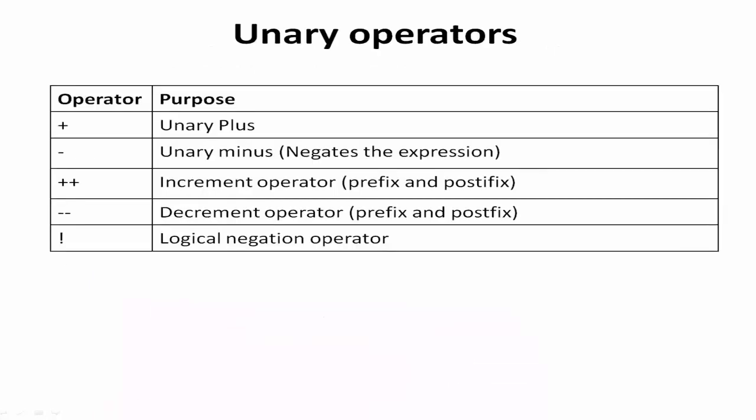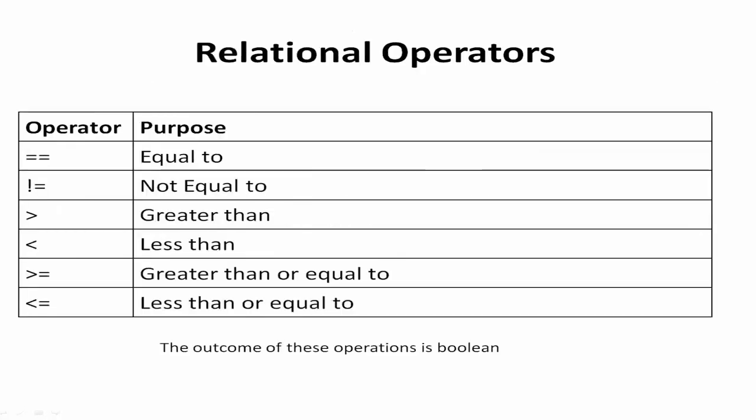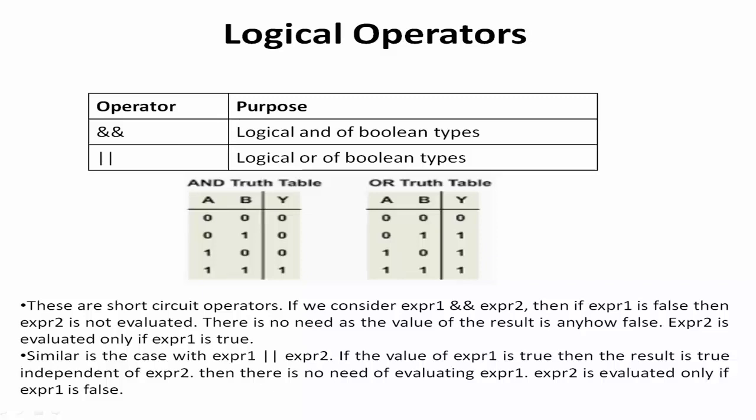Next one is unary operators. Here you have unary plus, unary minus, increment and decrement operator and logical negation operator. Next operators are relational operators. Here we are going to use equal to, not equal to, greater than, less than, greater than equal to, less than equal to. The outcome of these operations is Boolean.